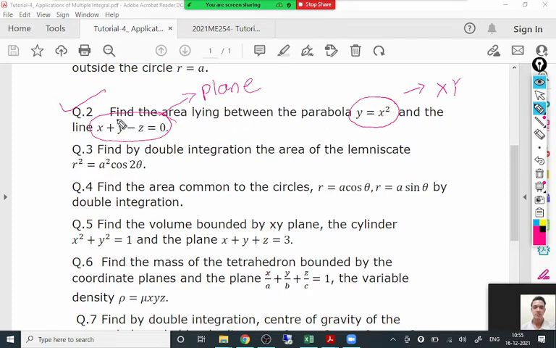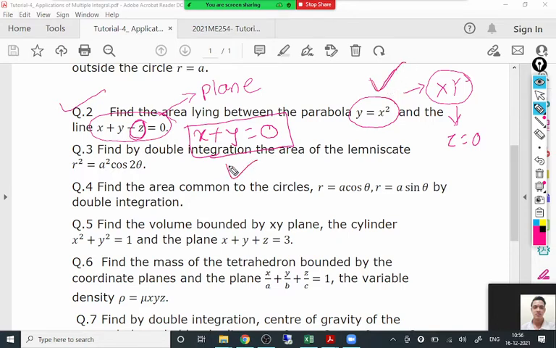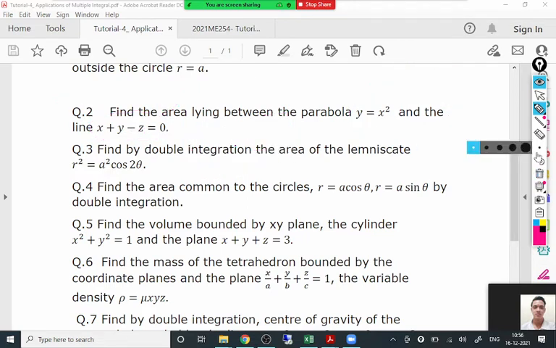So we have to take the intersection of this plane with the xy plane. What is the equation of the xy plane? For the xy plane, z is 0. So if you replace z by 0, you get the equation of a line which is in the xy plane. So indirectly we have to find the area of a region bounded by the parabola y equal to x square and a straight line x plus y equal to 0. So we want the area between these curves.